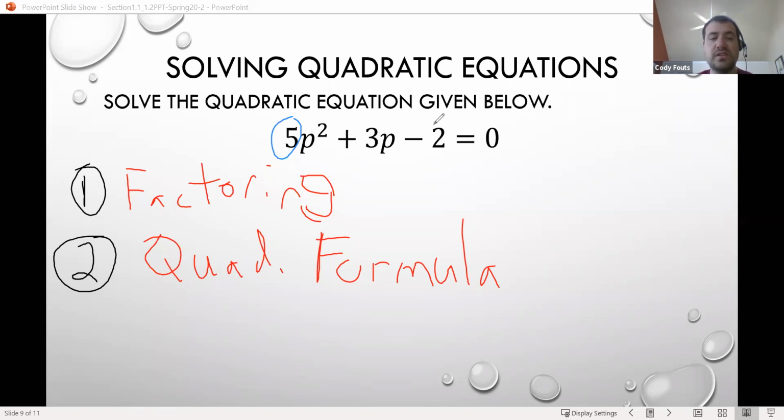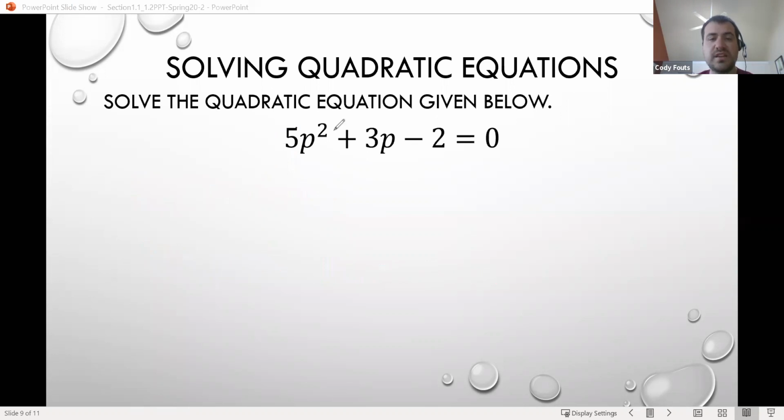So looking at the problem we have here, it looks like it might factor. It's hard to tell though because of this 5 out in the front. So I'm going to go ahead and use the quadratic formula to solve this.